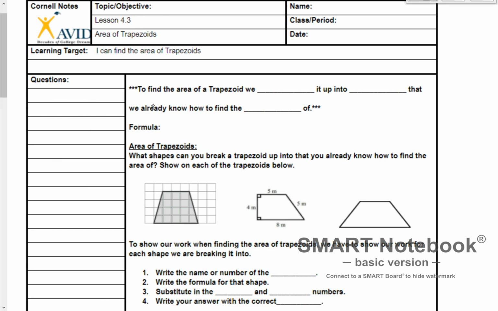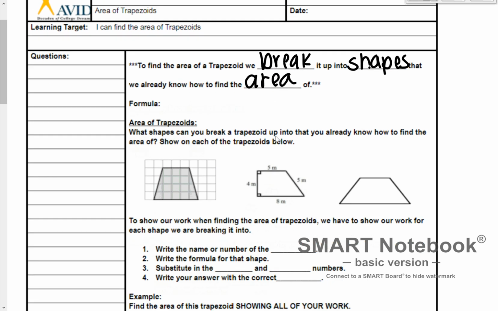The first one is to break it up into shapes that we already know how to find the area of. So if we go down here, what shapes that we've already learned how to find the area of can we break this trapezoid up into? And then go ahead and try to show it on these trapezoids.